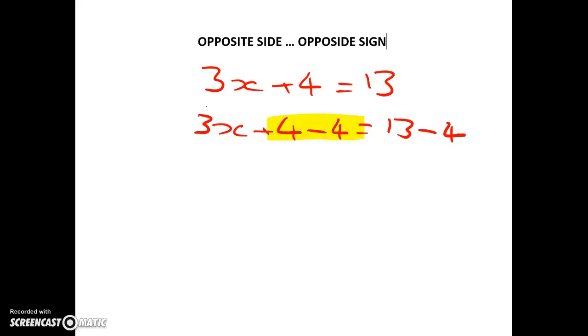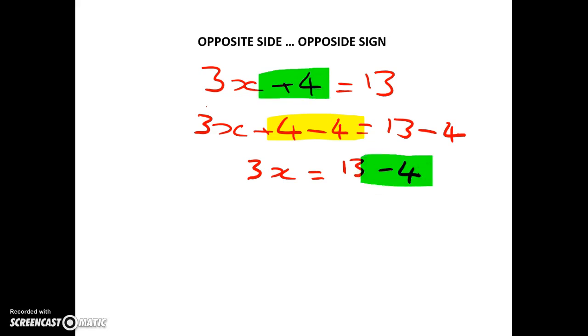Well, let's remember, though, that by doing plus 4 minus 4, effectively what we're doing is taking that 4 to the other side. When we take it to the other side, notice what happens. We change the sign. So effectively what we've done is we've taken a plus 4 from here, and we've made it a minus 4 over here. Let's see what we need to do next.